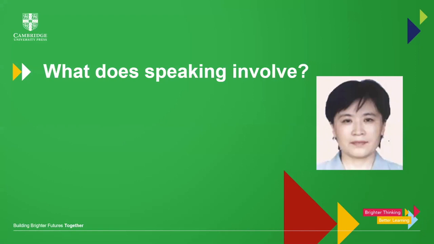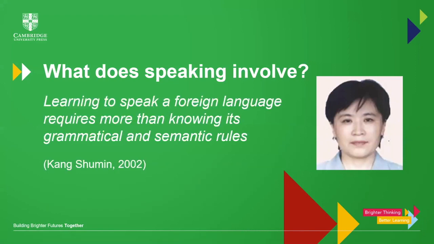She says it's not just about knowing the grammar and the semantics. It's not just about understanding what words mean. So the quote I have on the screen is that she says that learning to speak a foreign language requires more than knowing its grammatical and semantic rules. And she specifies 5 things that we need to be able to do in order to speak a foreign language. I'm going to show you now 5 little pictures, and I hope the pictures will help you to think of what the 5 things actually are. And remember, we're talking about learning to speak a foreign language needing more than knowing its grammatical and semantic rules.